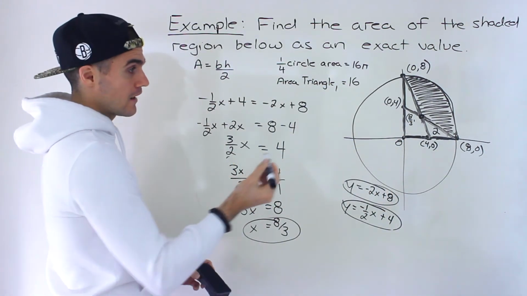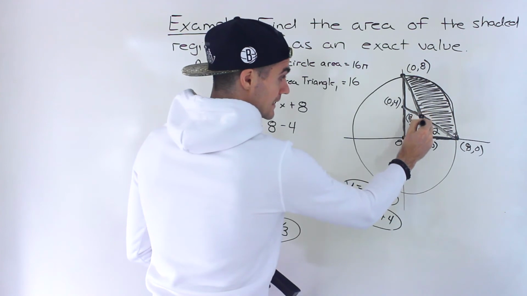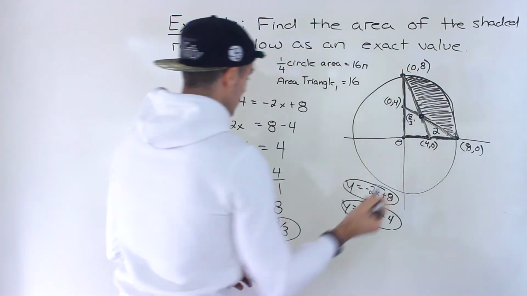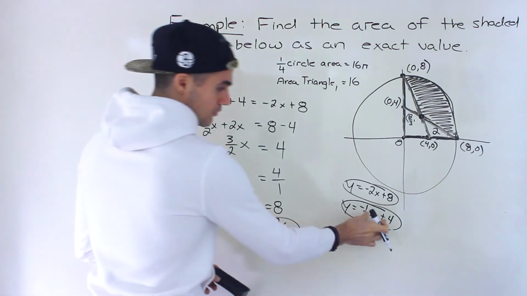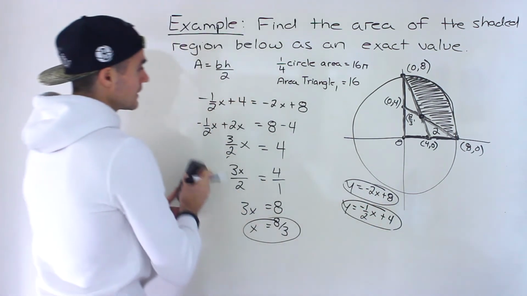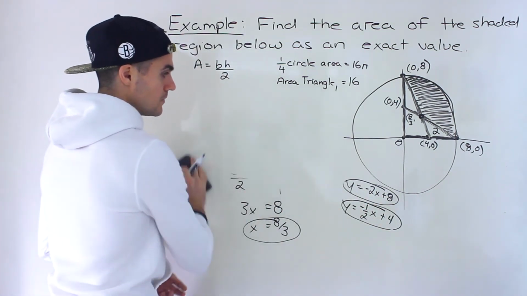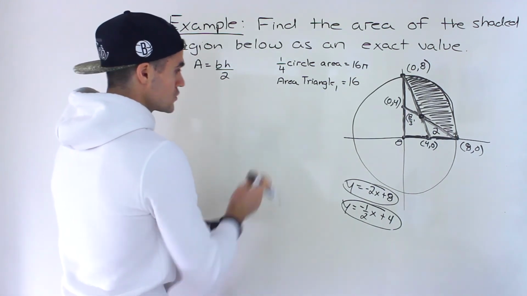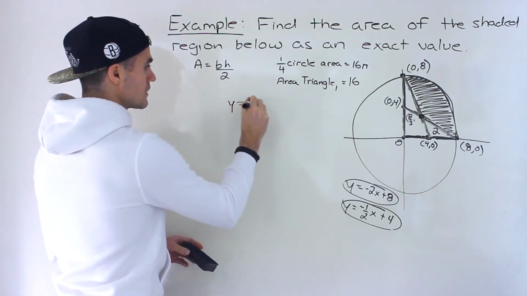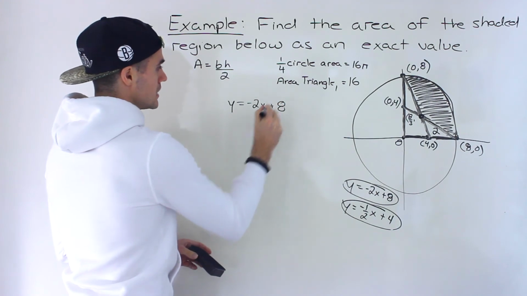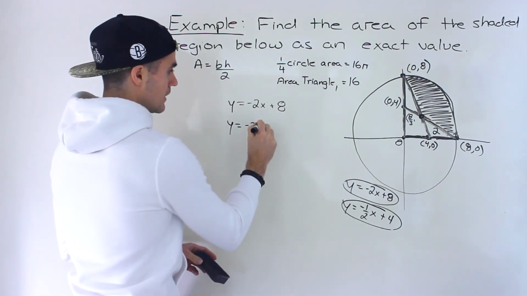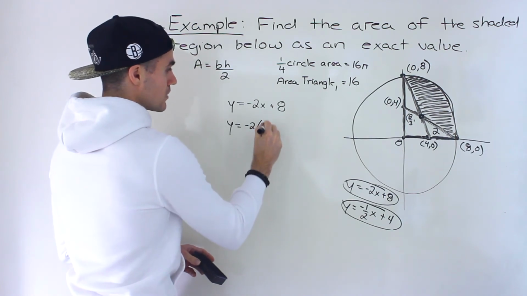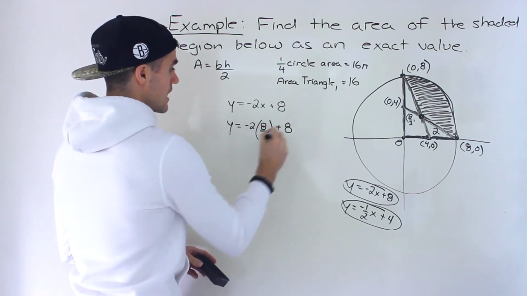But we don't want the x value. Remember, we want the y value. The y value is the one that's going to give us the height of that second triangle. So what we could do is take this x value and plug it in either here or there. It's going to give us the same y value. I'm going to plug it into the first one. So we'll have y equals -2x plus 8. So y would be -2 times that x value of 8/3 that we got, plus 8.